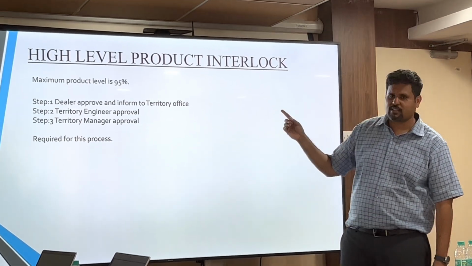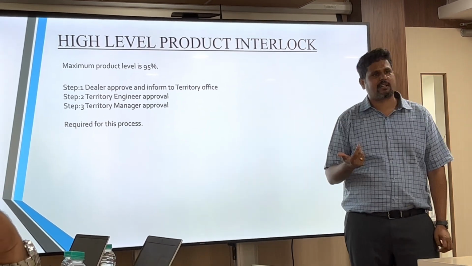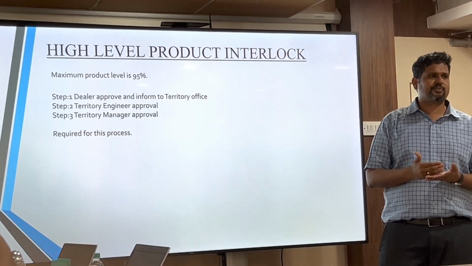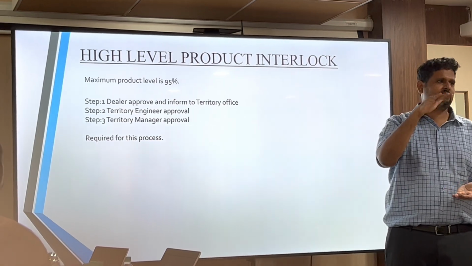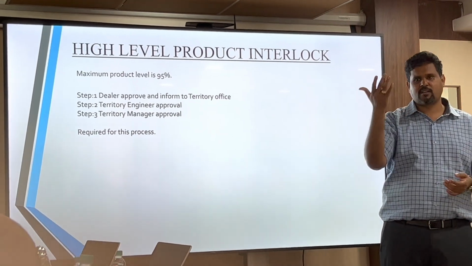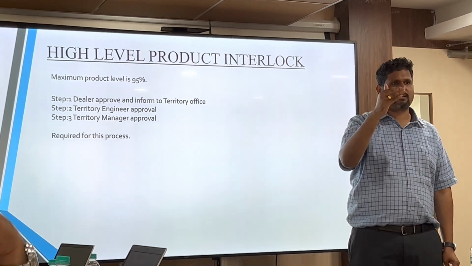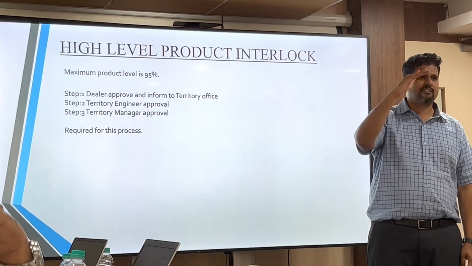Okay, high level product interlock. The maximum level is 95%. We have now taken the safe capacity of the tank. See, my 20,000 liter tank, total capacity is 21,000. Safe capacity is 20,000. Again, for those who have a lorry, a 5 KL compartment does not mean that it can carry only 5 KL. Another 700 liters it can hold. But safe capacity is 5 KL.